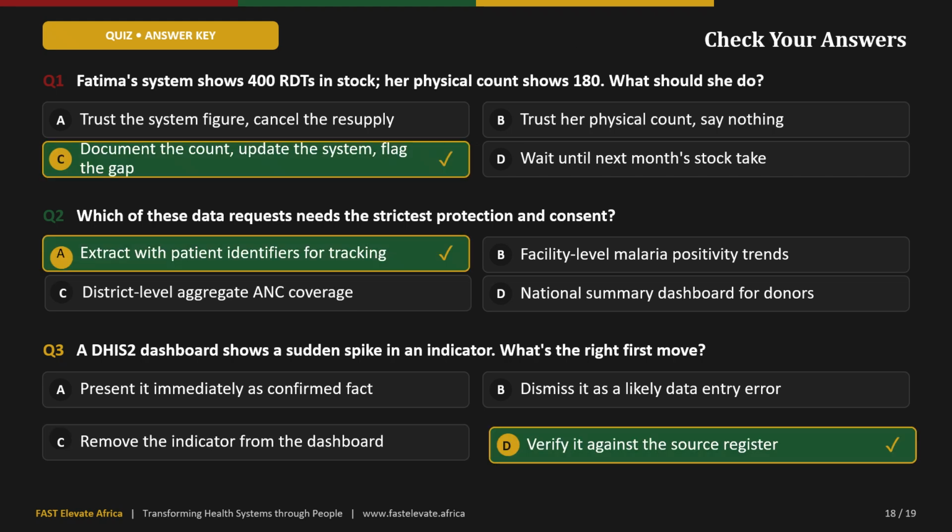Here are the answers. How many did you get correct? Question 1 is C. Document the count, update the system, flag the gap. Question 2 is A. Extracts with patient identifiers for tracking. And question 3 is D. Verify it against the source register.